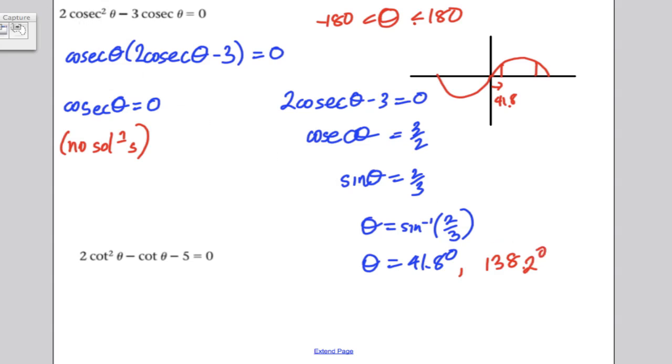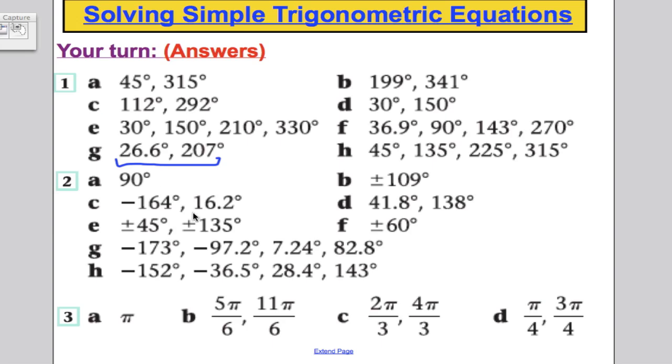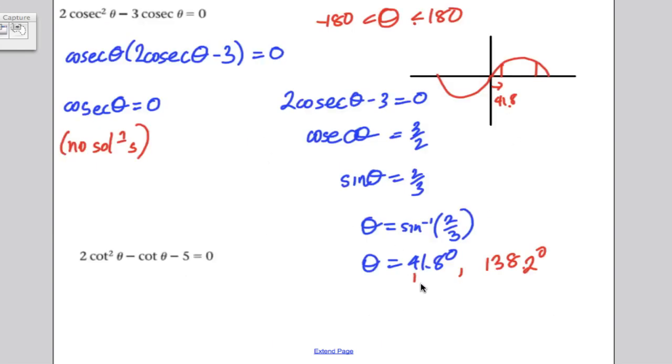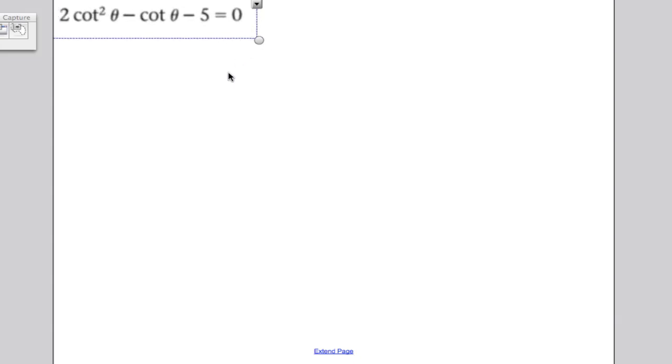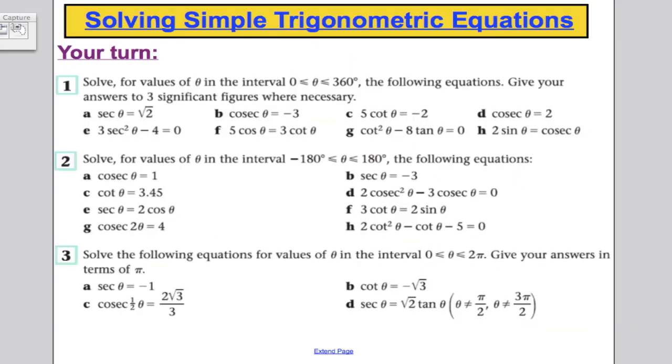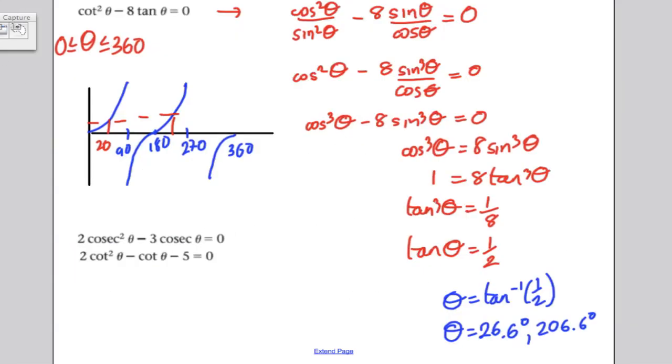So going back to that, let's just check the answer for this one: 41.8 and 138, to 3 significant figures. And the last one, this one here, 2 cot squared theta minus cot theta minus 5 equals 0. Well, we were trying to solve that between minus 180 and 180 again, so I'll quickly show you how to do this one.